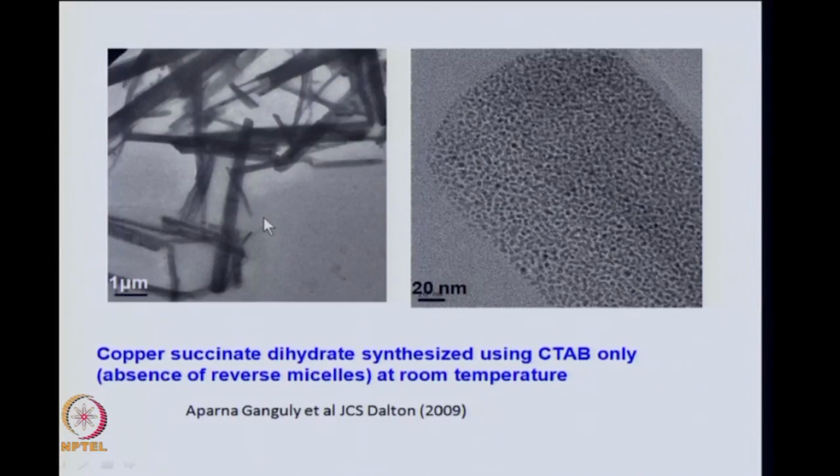So, by this we come to an end today of the various examples of synthesizing nanostructured materials using microemulsion. I hope you have learned some basics of microemulsions and the technique to make nanostructured materials and how to control the shape and size of these nanostructured materials using microemulsions.